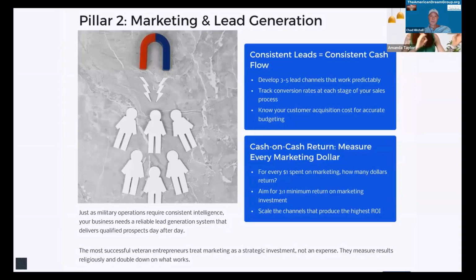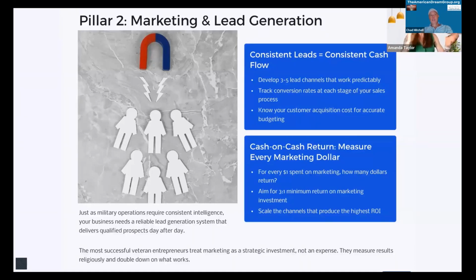Okay. Another number that we need to track is knowing your customer acquisition costs. So when you're spending money on these marketing campaigns and spending money on lead generation, do you know how much each customer costs to acquire? Cash on cash return is another thing that I know Chad's going to talk about in the entrepreneur scorecard. We have to measure every marketing dollar. We have to know for every dollar we spend on marketing, what are we getting back?